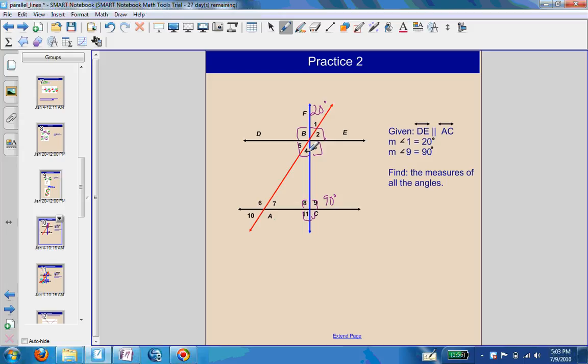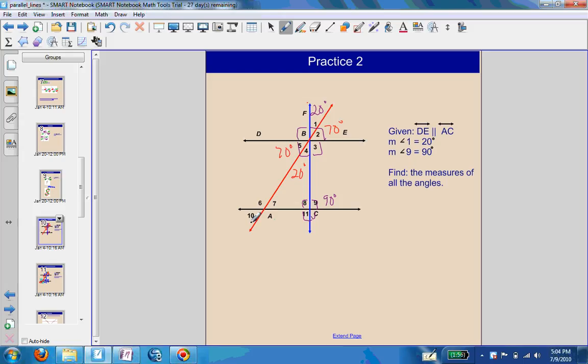Now, in order to figure out the other angles, we can start with what we know. So let's go over here and look at angle 2. Angle 2 and angle 1 are what? Complementary. So this has to be 70 since these add up to 90. And then we know this angle. These are going to be vertical, right? So we have black and red, so this is 70. We have blue and red, so this is 20. We know this one's 90, so all these angles are taken care of.